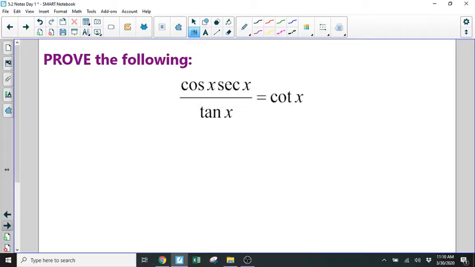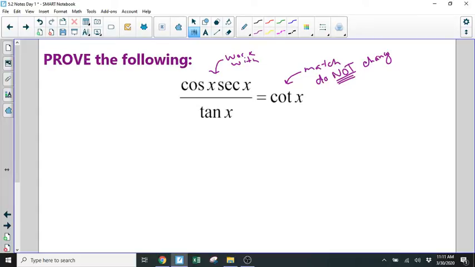Something like this, cosine secant over tangent equals cotangent. And again, we're going to work with the more complex side to try to make it match. So what I'm going to do is work with our cosine, secant, tangent, and we're going to make it match the side that says cotangent x, and we do not change this. Do not change that side, so it is going to just remain a cotangent x, and once the left-hand side also says cotangent x, we would be done.